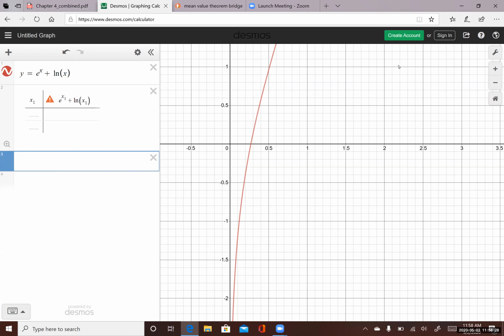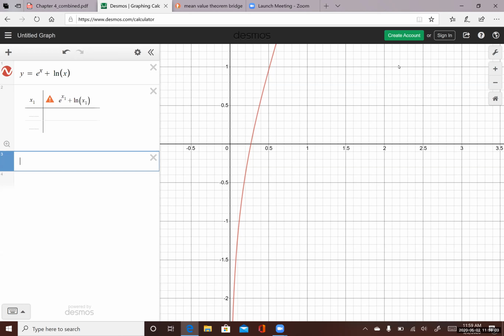But if you have an ugly function like this, y equals e to the x plus ln x, and you want to find the zero, you set y equals 0 and try to solve for x. But because this function involves exponential and logarithmic functions, it's hard to solve for the zero algebraically. Luckily we have a theorem, so we can utilize it to estimate a zero of this function.